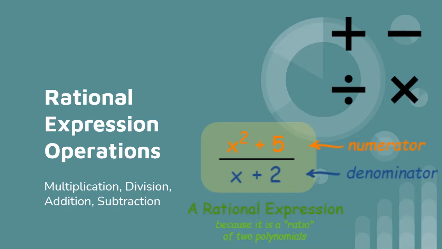So today we're going to be learning about the operations of rational expressions. We're going to do four basic operations, but before we move on, let's make sure you know exactly what a rational expression is. As you can see here on the slide, a rational expression is a ratio between two different polynomials. So if the numerator and the denominator are polynomials, then it's considered a rational expression. And we're going to be doing addition, subtraction, multiplication, and division today.